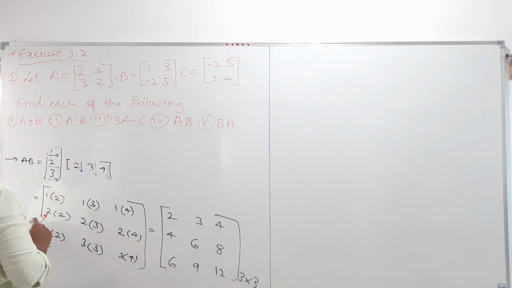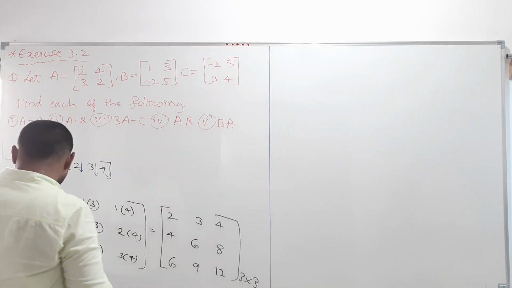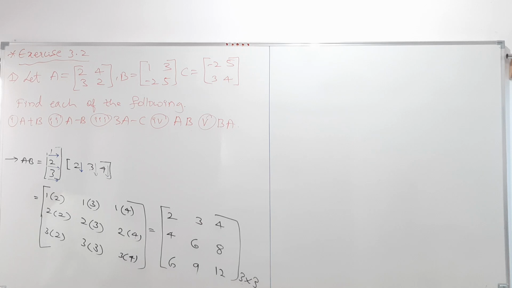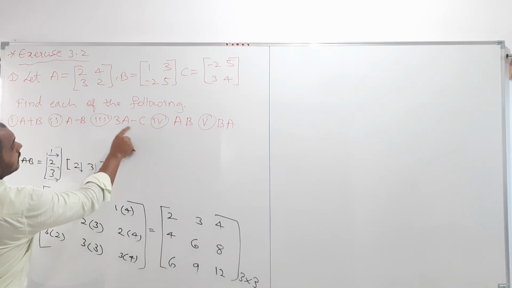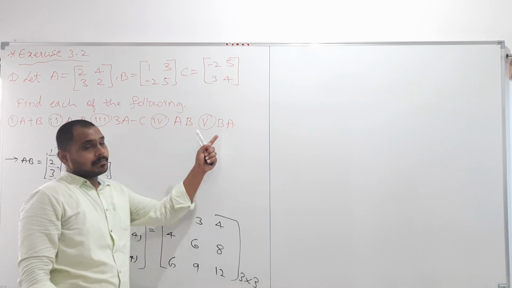1, 3, minus 2, 5, C equals minus 2, 5, 3, 4. Find each of the following. So what they asked you to find here: first A plus B, and next A minus B, and next 3A minus C, AB and BA.